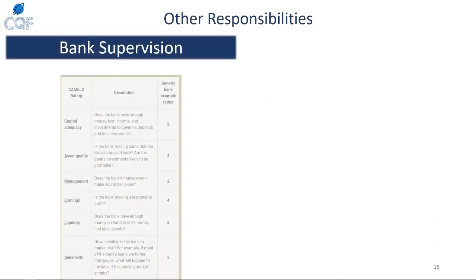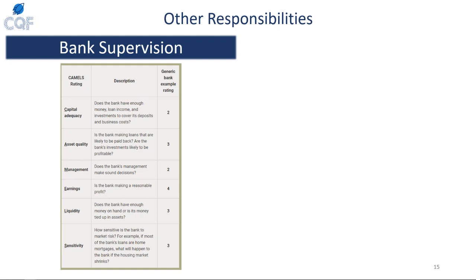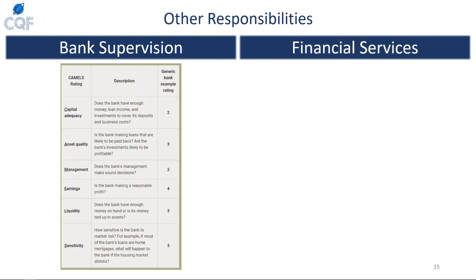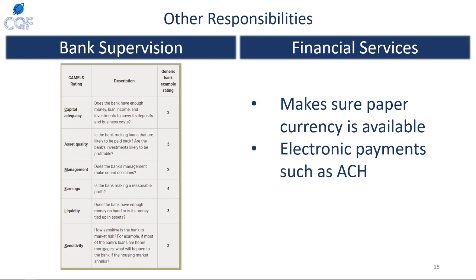So what about some other responsibilities of the Fed? I mentioned before, bank supervision. They rate the banks under their purview based upon the CAMELS rating system, looking at things like capital adequacy, asset quality, management, earnings, liquidity, sensitivity, with ratings 1 through 5, 1 being better. And they do things like financial services. They are the banker's bank after all, so they make sure paper currency is available. They do ACH, electronic payments, and they process commercial checks.